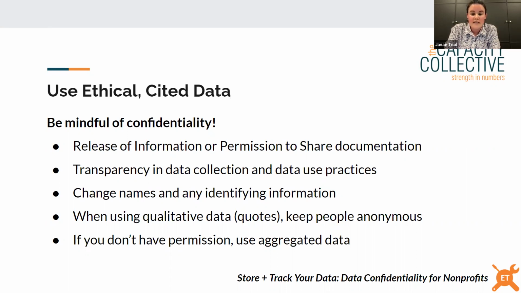And when you're using qualitative data, quotes specifically, keep people anonymous. Never use their name. You can use fake names, or you can just say program participant. And then finally, if you do not have these measures in place and you do not have permission from the program participants, use aggregate data. So rather than say this person and this person and this person, you will say our program at large. So you kind of summarize the happenings in your program as opposed to identifying individual people.